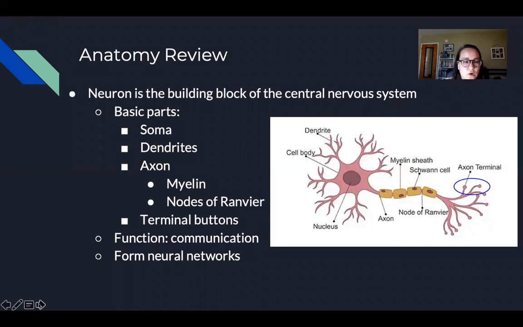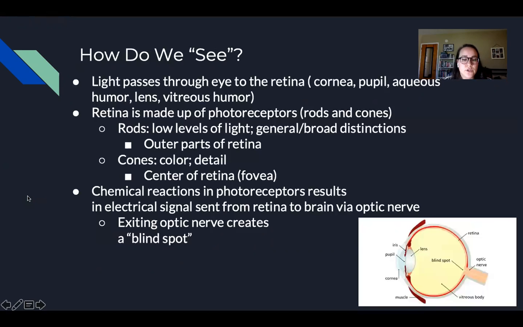So based on that quick overview, let's then talk about how we see. We'll start with the structure of the eye and what happens there, and then eventually we'll move along to how our brains make sense of the visual information that comes into the eye. Our eyes have a variety of structures that allow us to process and send along visual information. Again, this might be review depending on classes that you've been in before.